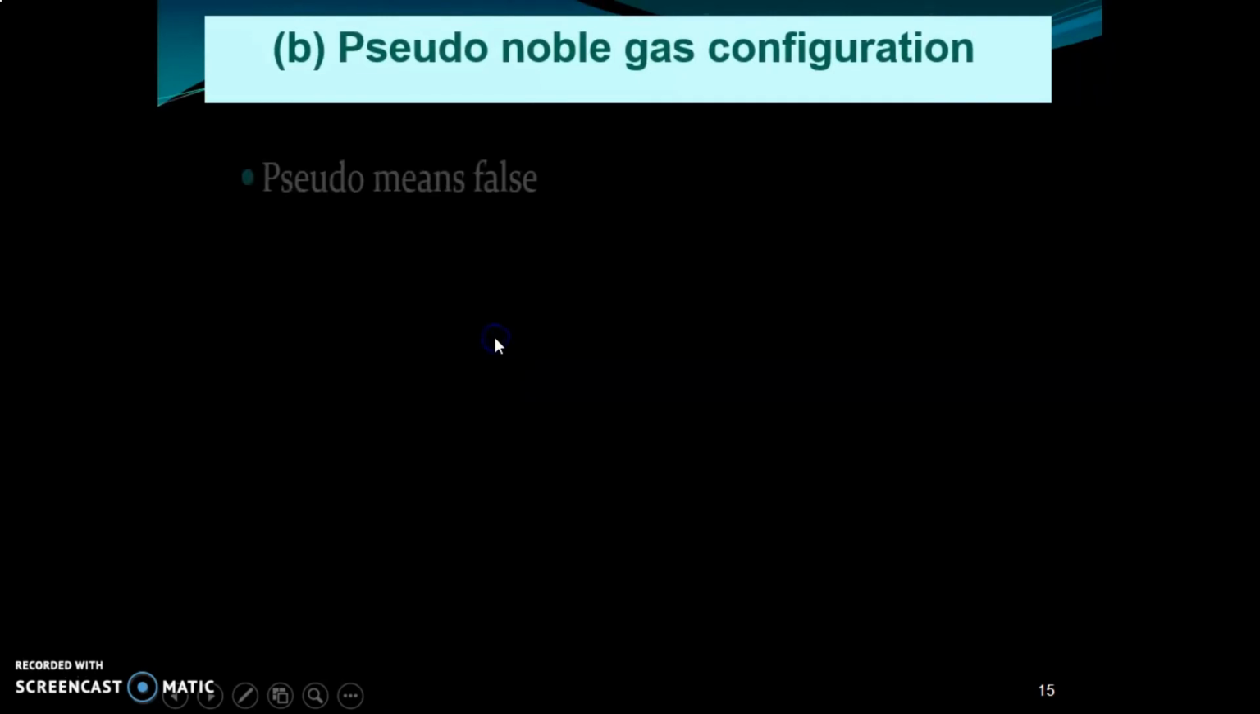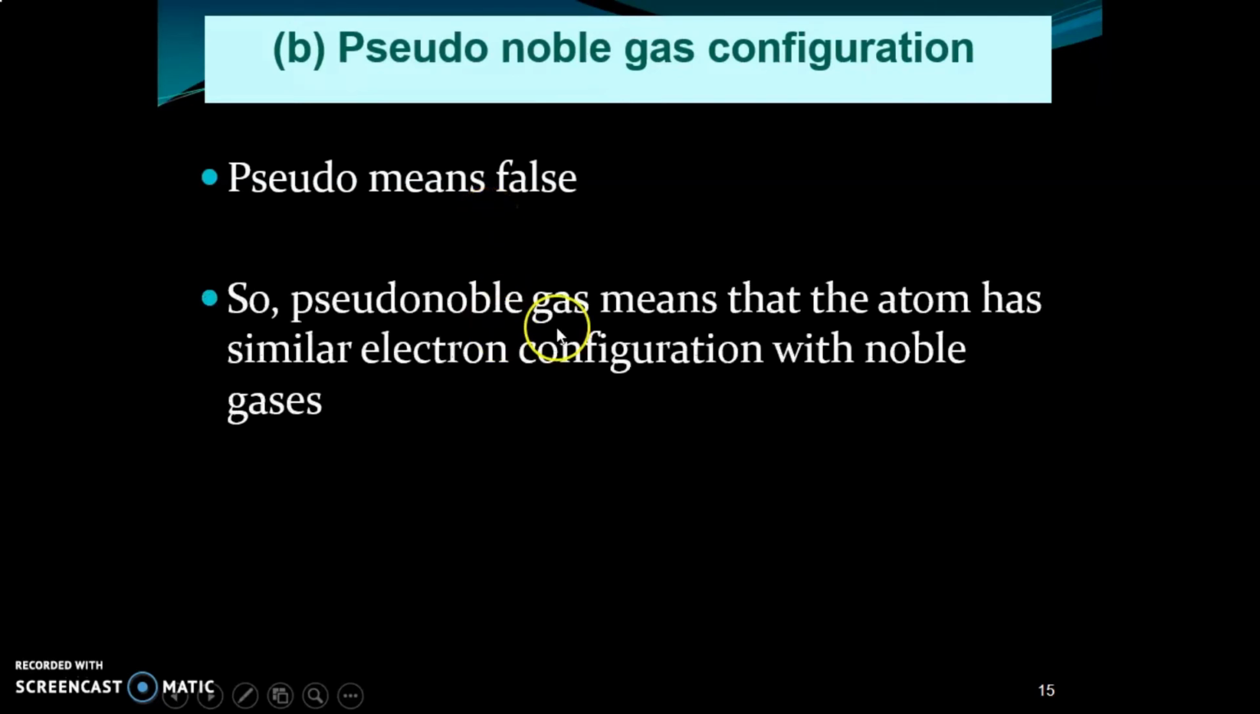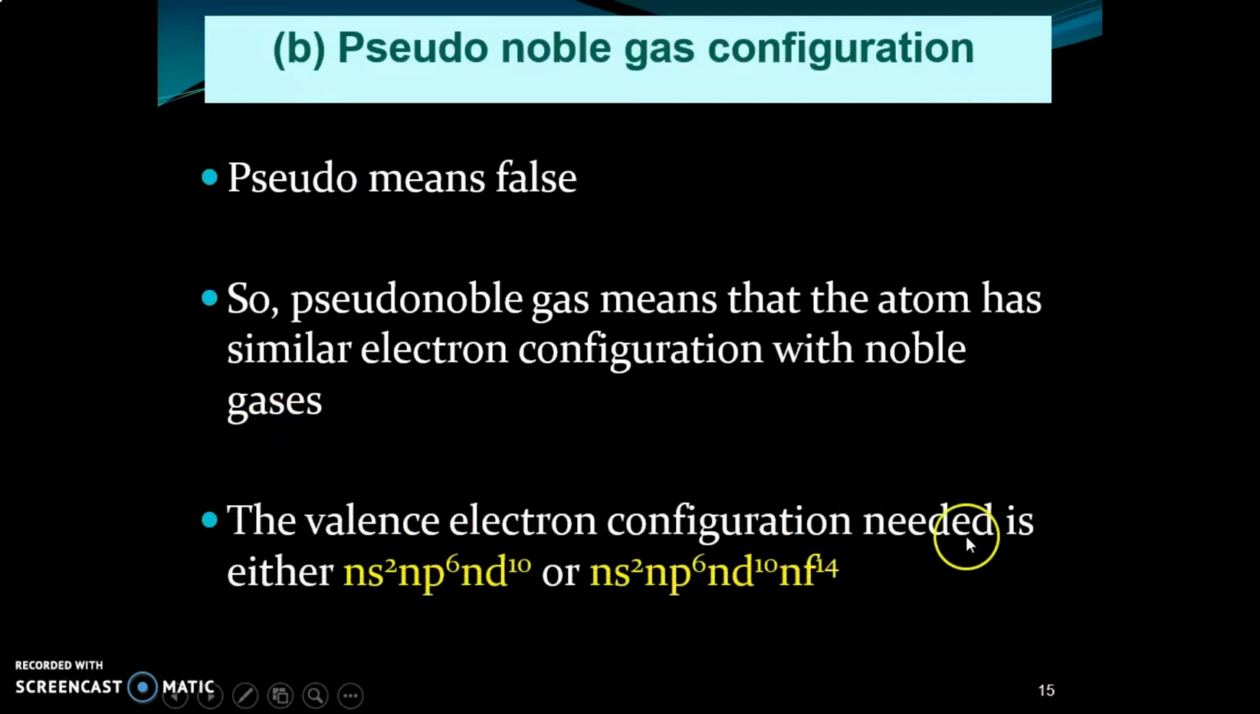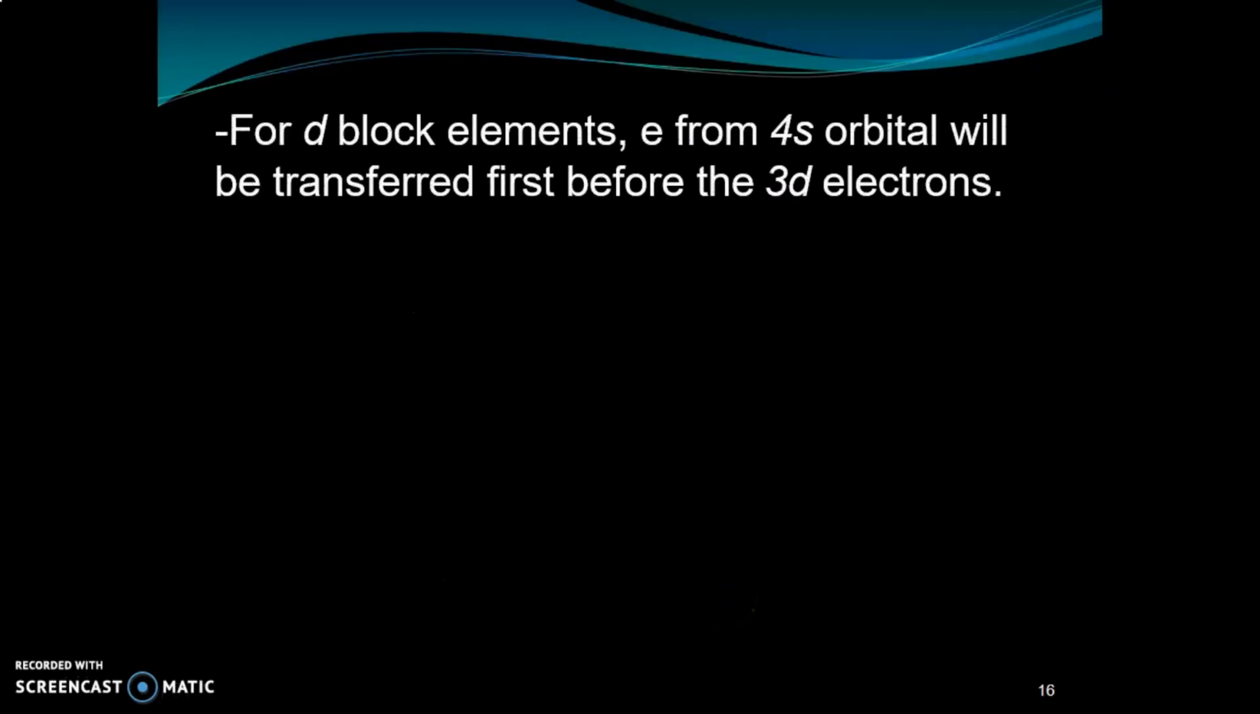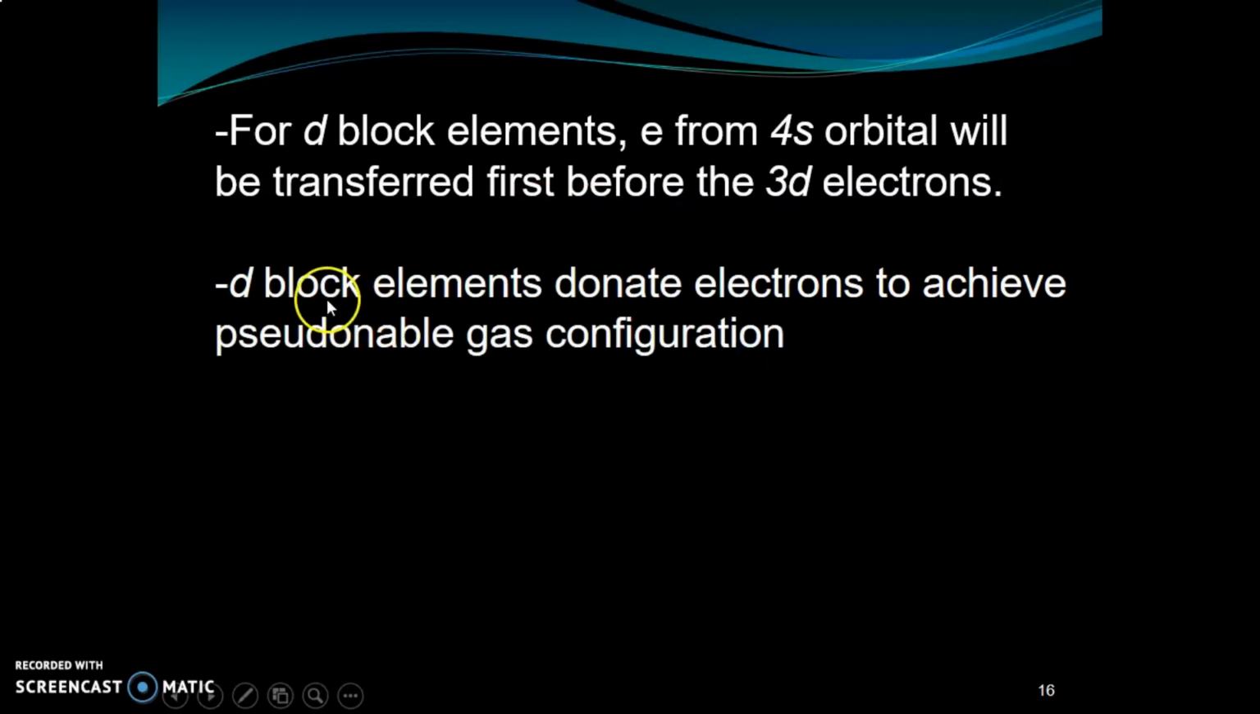Pseudo-noble gas configuration. Pseudo means false. So pseudo-noble gas means that the atom has similar electron configuration to noble gas. The valence electron configuration needed is either ns2, np6, nd10 or ns2, np6, nd10, and f14. For d block elements, electrons from the 4s orbital will be transferred first before the 3d orbital. D block elements don't need electrons to achieve pseudo-noble gas configuration.